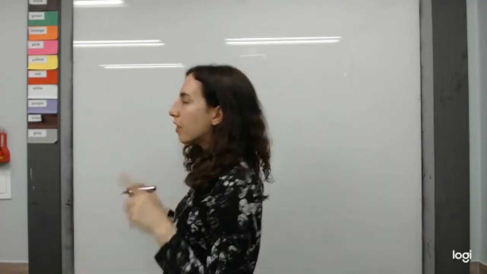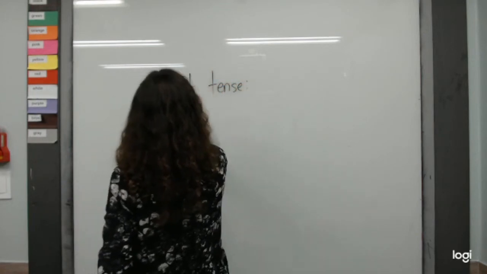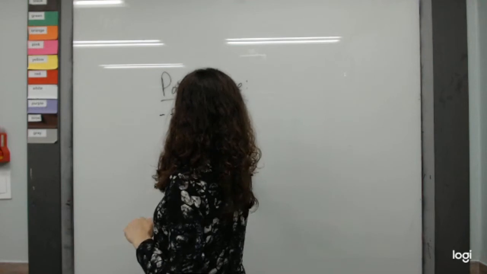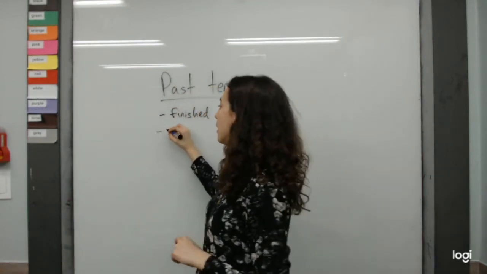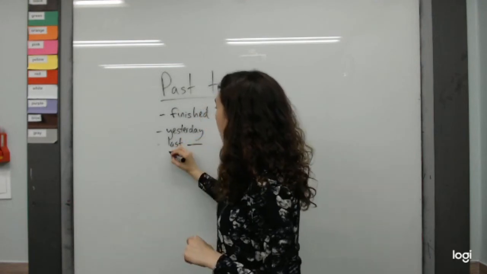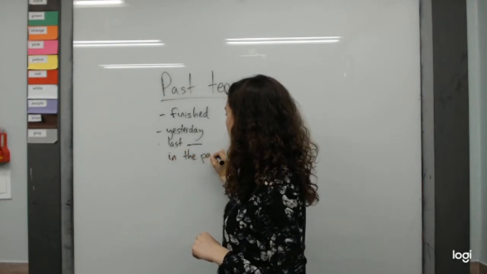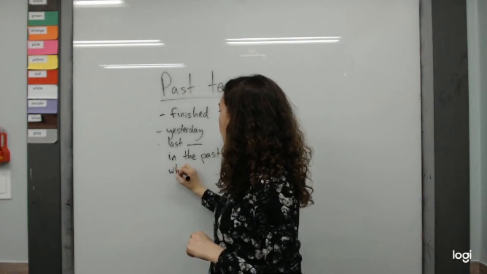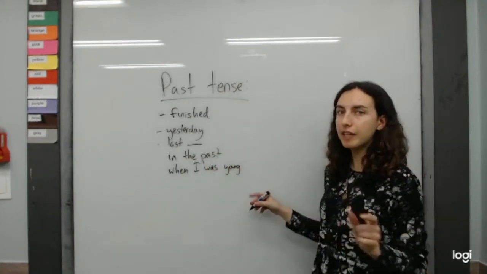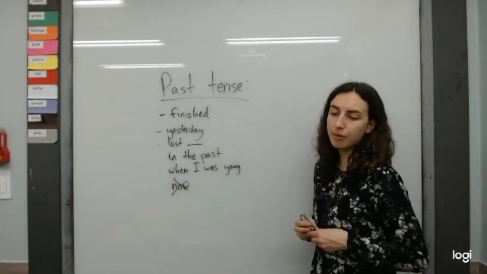Okay, so there is one more thing we need to remember today, and that is past tense. We use past tense when we talk about finished things, only finished things. It happened yesterday or last week or last Monday. It happened in the past. Or when I was young. It all happened in the past. Finished. It is never now. It is all finished actions.